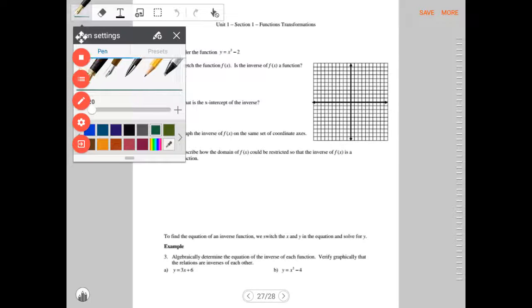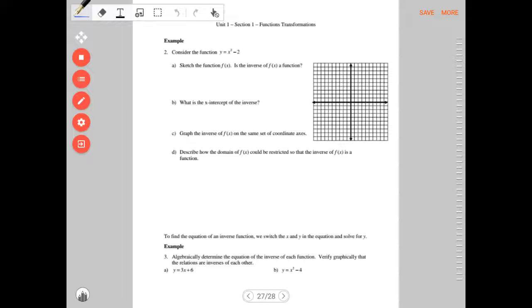And you know what? I'll change back to blue because I think it shows up best. Okay, so consider the function y equals x squared minus 2. I want you to sketch the function. So x squared minus 2, that is just a parabola. It goes through minus 2. Remember, there's that pattern we talked about.